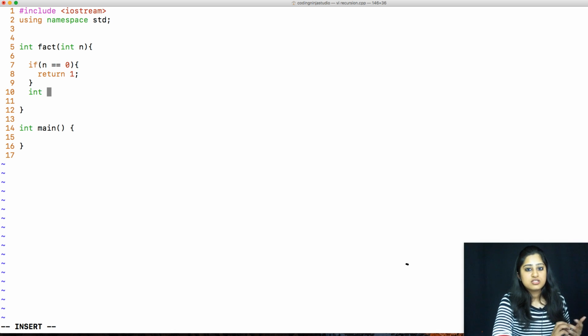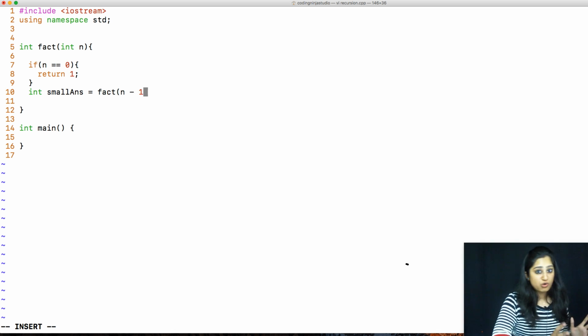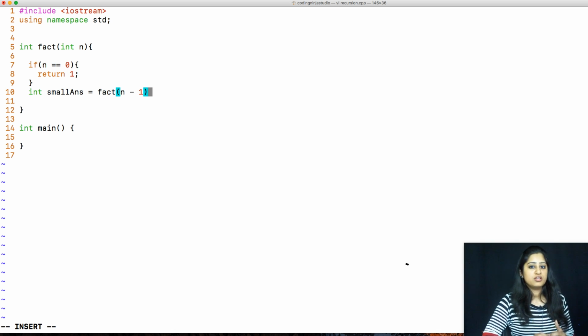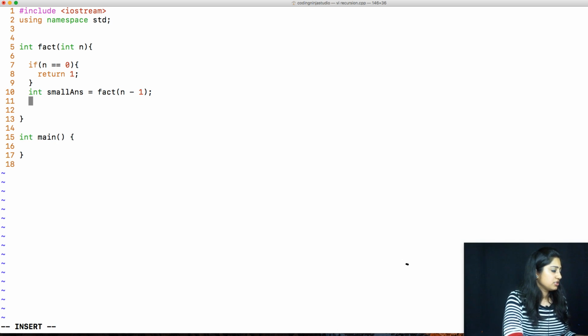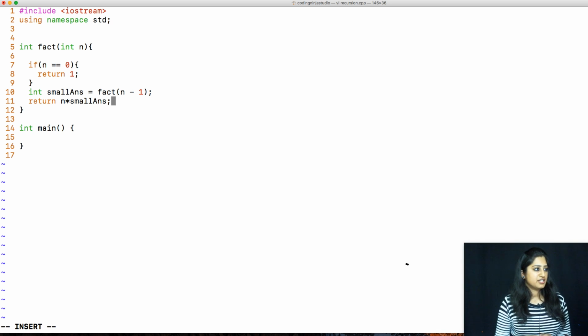If the number is not 0, then I'll use recursion to solve it. So what we should do is calculate the small answer to the smaller problem. What is the smaller problem? The smaller problem over here is n minus 1 factorial. So I should figure out the answer to it, and once I have the answer to the smaller problem, I should be able to return it. So with this, I think we are done with the function.